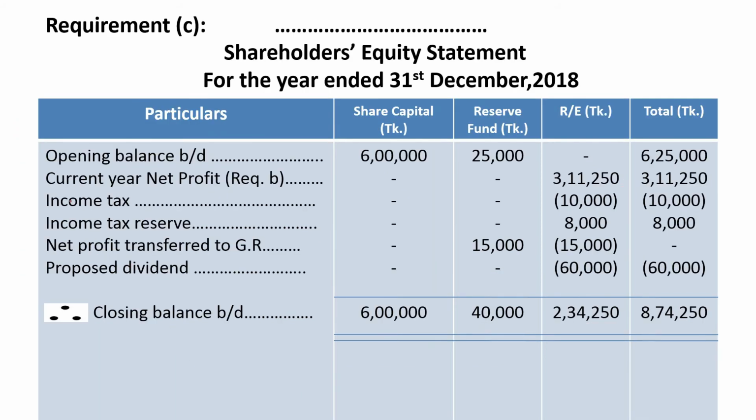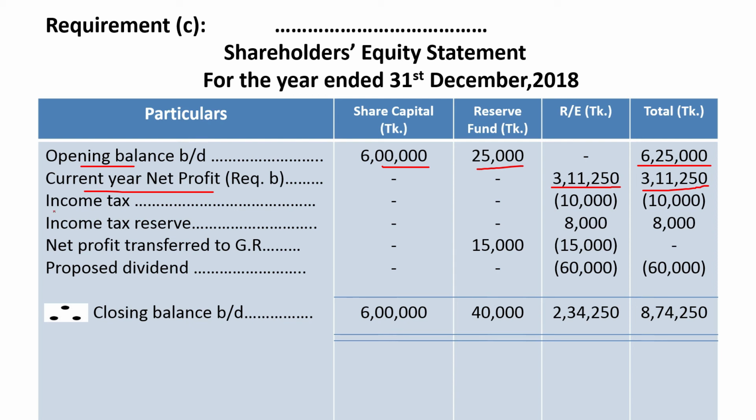Now requirement C, that is shareholders equity statement. My dear students, we know that shareholders equity statement will be started with opening balance of, here share capital 6 lakh taka, reserve fund 25,000 taka, retained earnings 0 taka. So total 6,25,000 taka. Add current year net profit from requirement B, will be shown at first in retained earnings column 3,11,250 taka, and it also be shown in total amount column 3,11,250 taka. Okay, dear students.